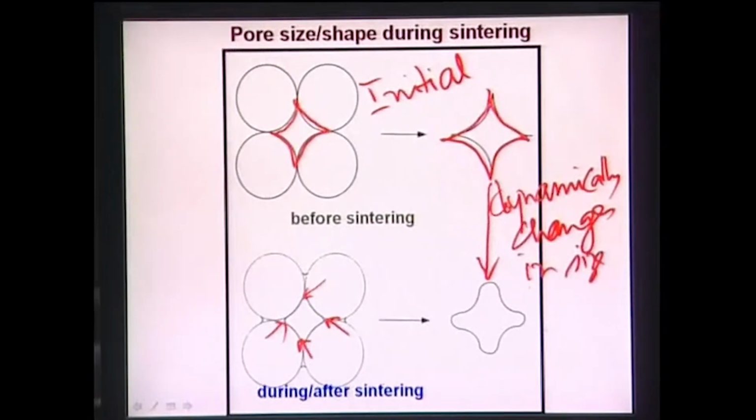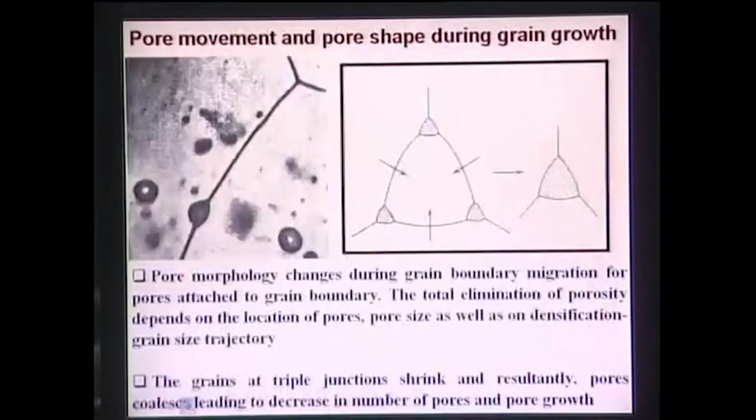So the important thing in sintering is that pores change their size and shape dynamically during the process, and that is what takes place during the process of sintering. Now what happens in the final stage of sintering, when most of the pores are closed pores?